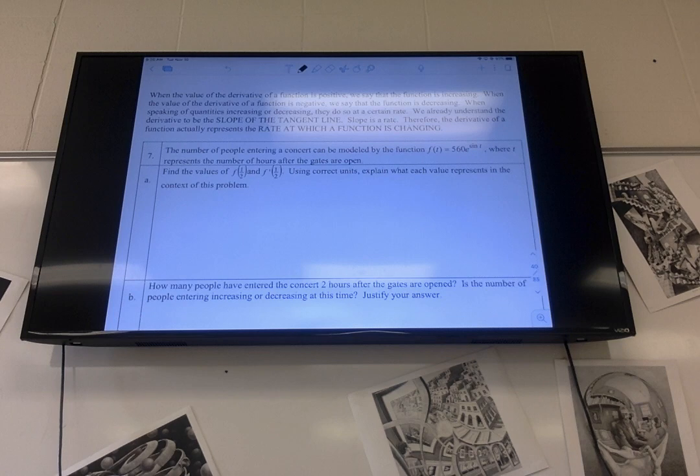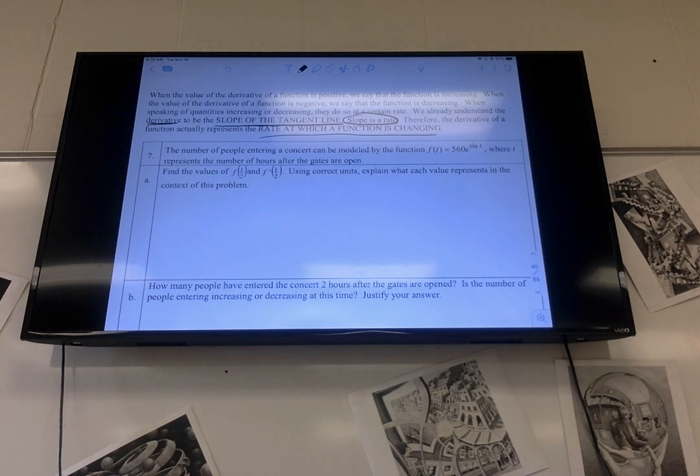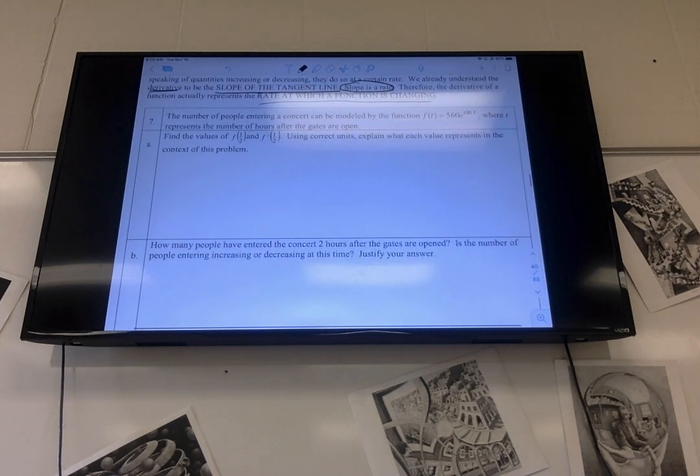And like it's saying here, the slope of the tangent line is the derivative. Hopefully we already know that. Slope is a rate. Therefore, the derivative of a function actually represents the rate at which a function is changing. So when we talk about derivatives, we should automatically be thinking slope of a tangent, and we should be thinking rate.